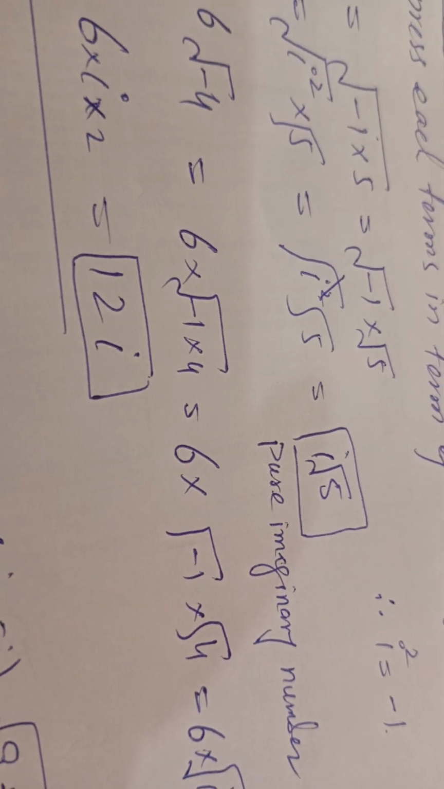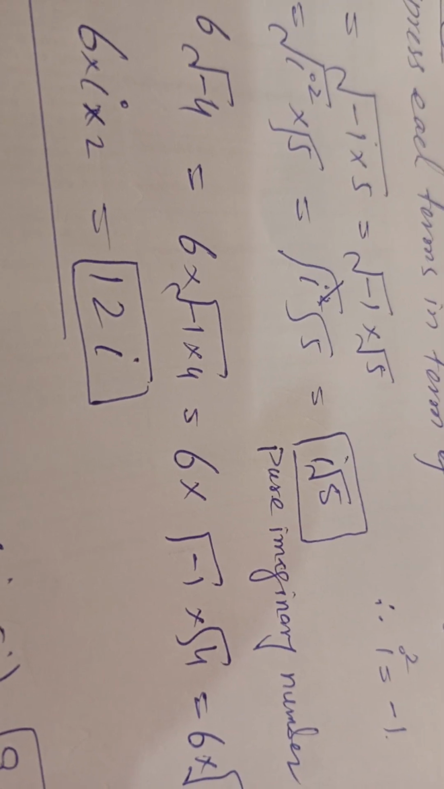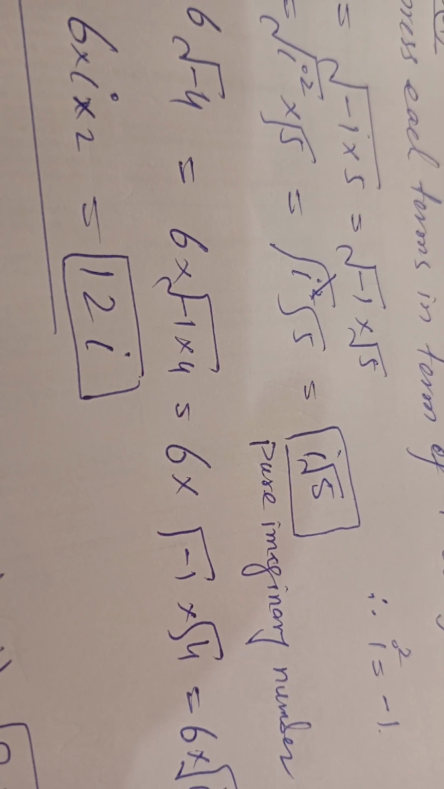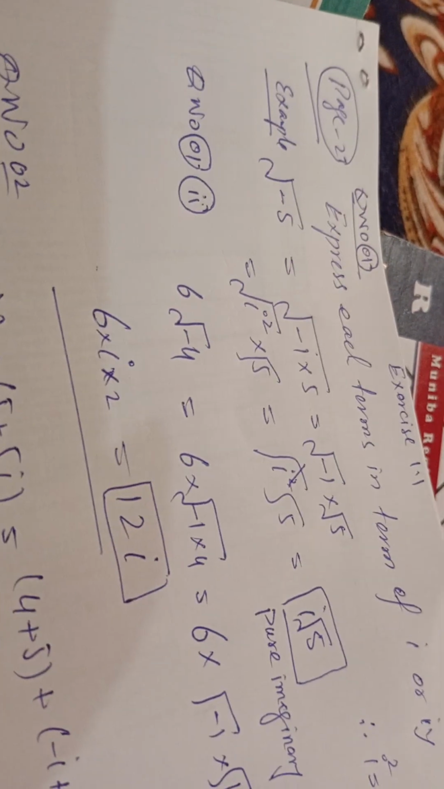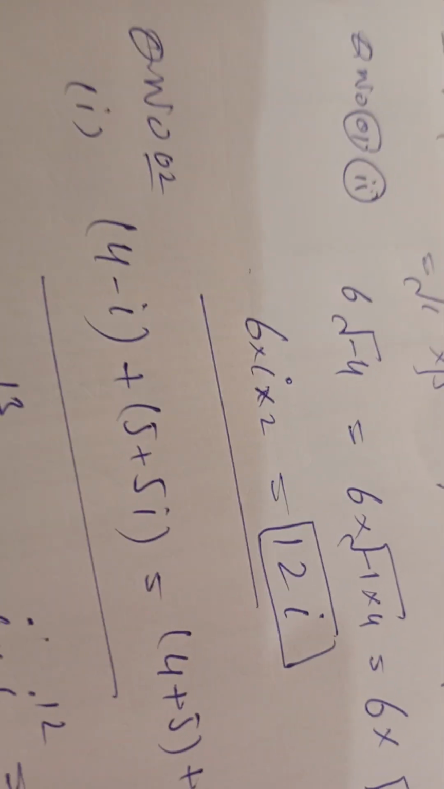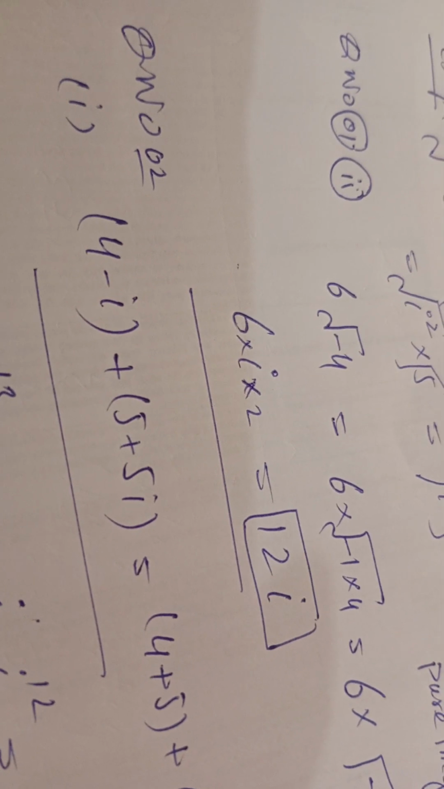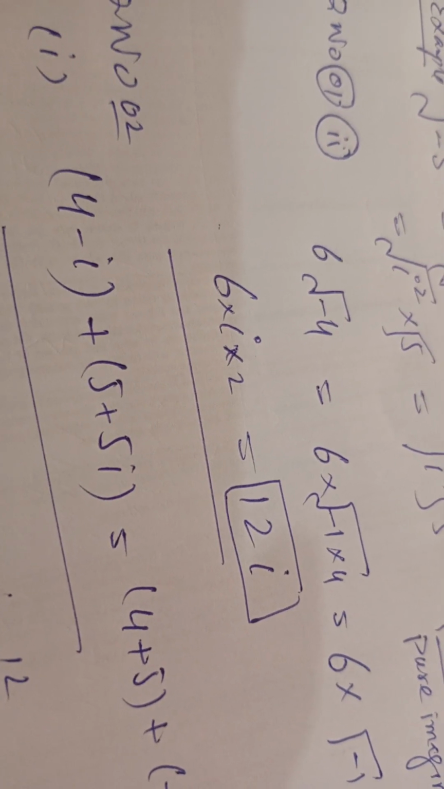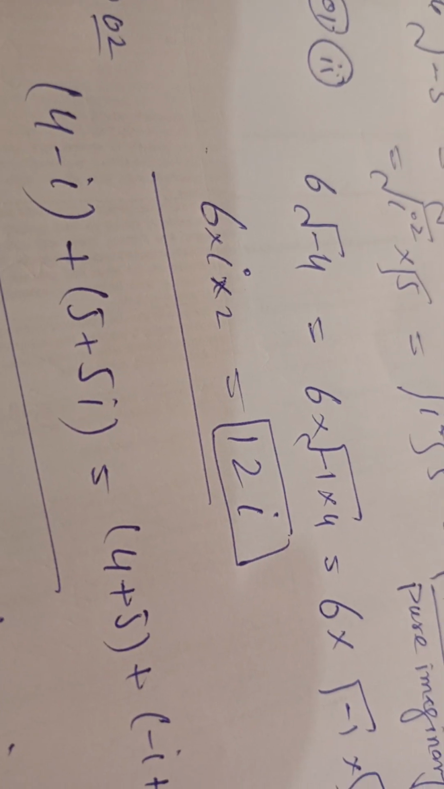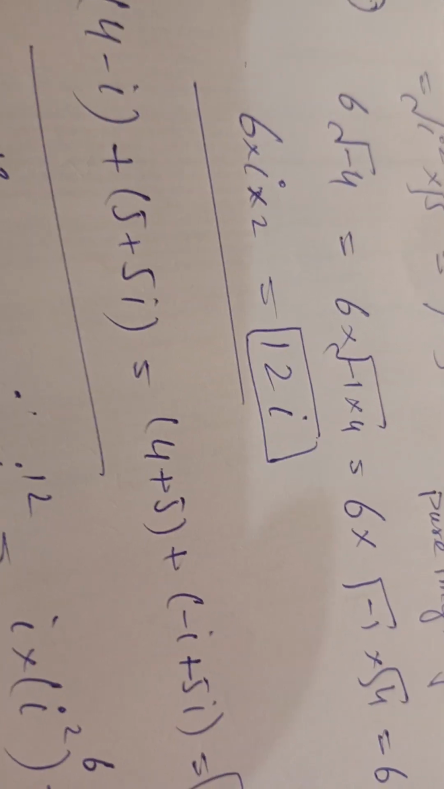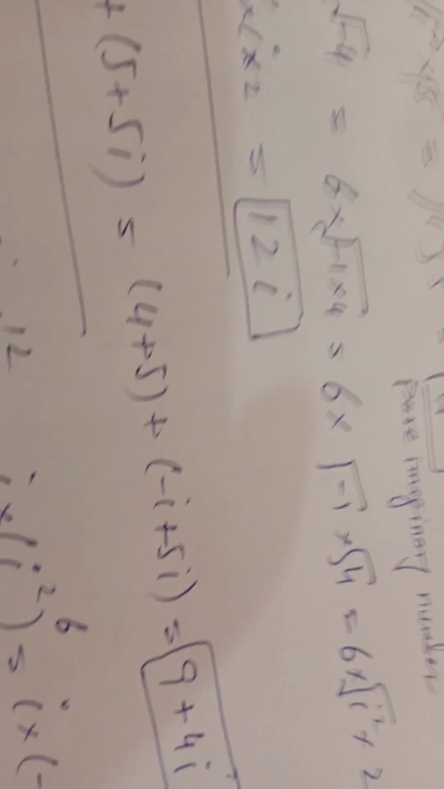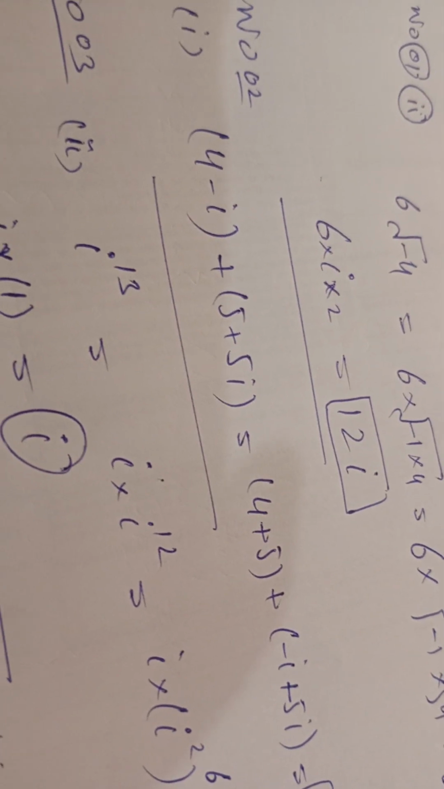So in case of non-existence of real numbers, the number becomes a pure imaginary number, and if we add a real number, then it becomes a complex number. Another question from exercise 1.1, question number 1, sub question 2, 6 and 2 square root of minus 4. So again we put the value of iota square equal to minus 1, so again it becomes this, and the answer will be 12 iota.